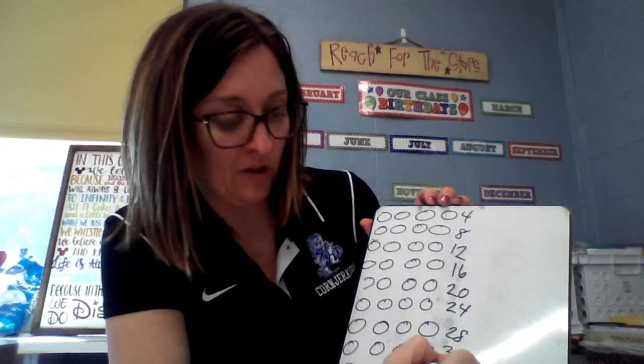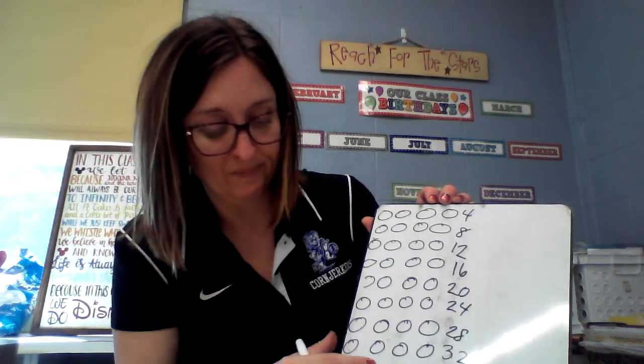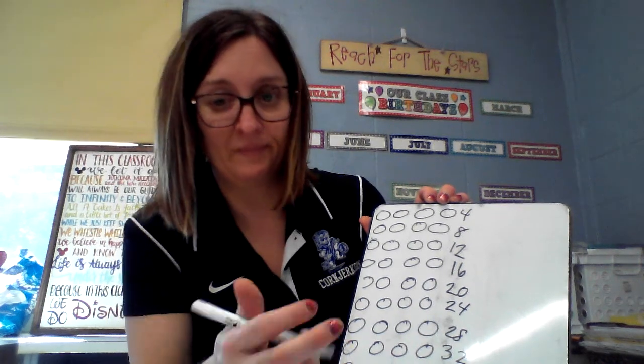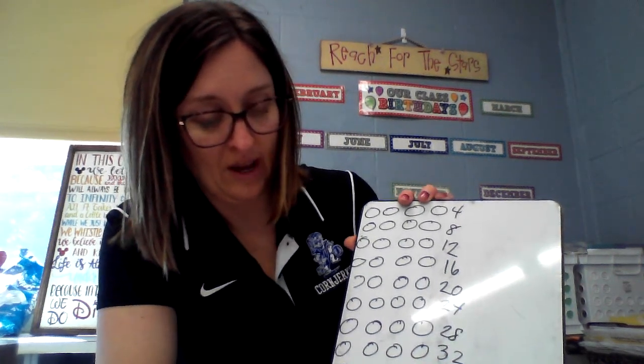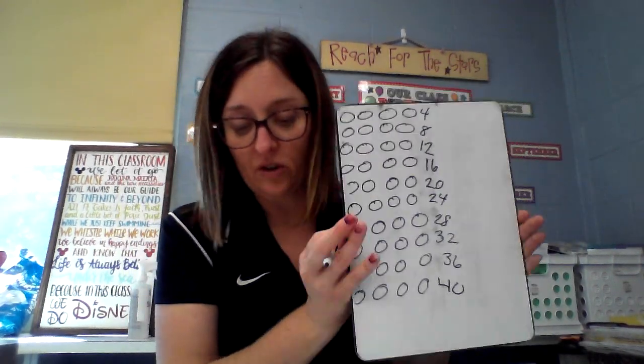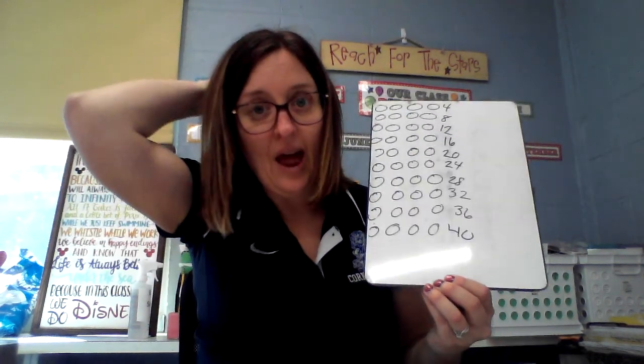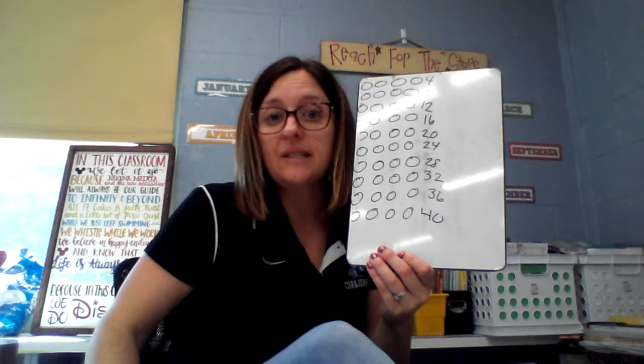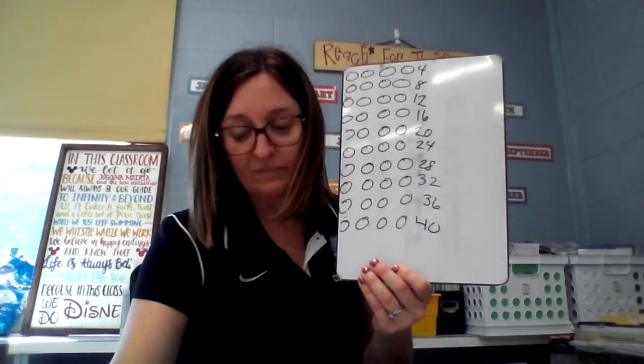32, 36, 40. So all of these circles represent 40. And I was skip counting by fours. And I was using my humming to help me keep track in my head.